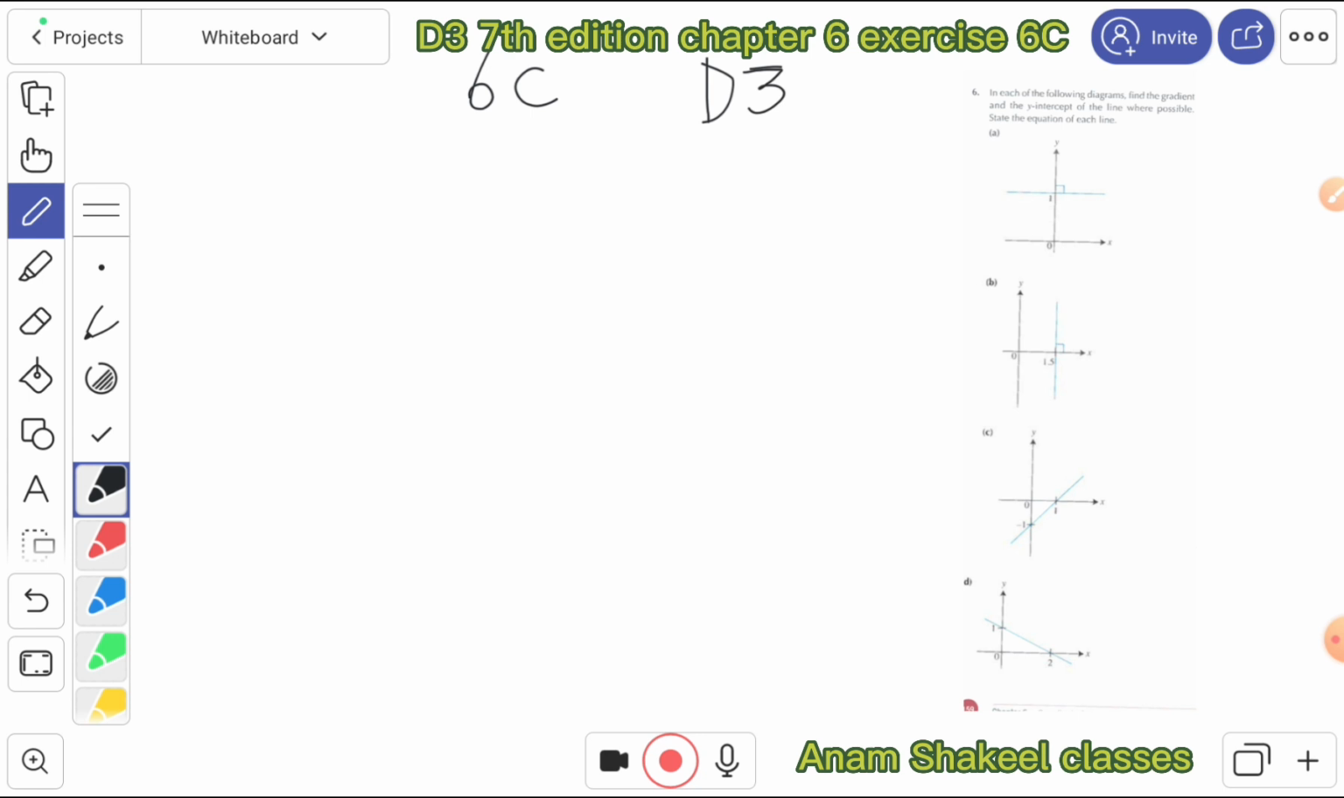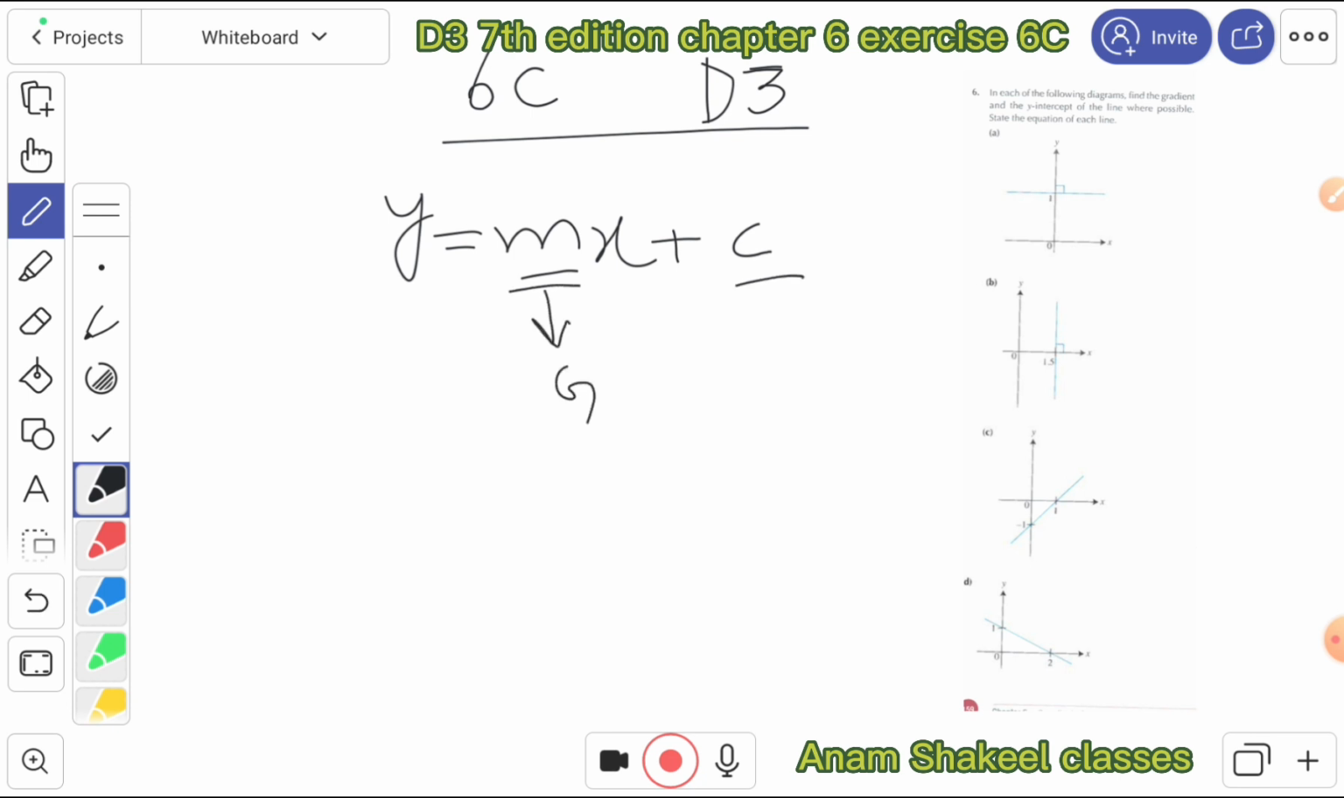For grade 8. Now the question is: in each of the following diagrams, find the gradient and y-intercept of the line, and where possible state the equation of each line. As we have already read, y = mx + c is the general form of the equation of a line, where m is the gradient of the line and c is the y-intercept of the line.